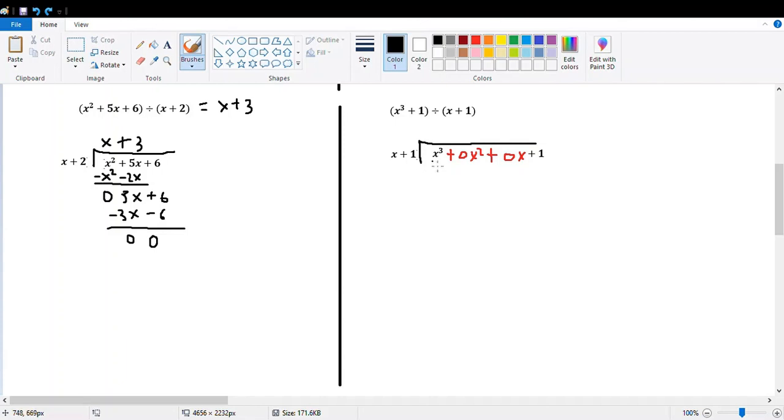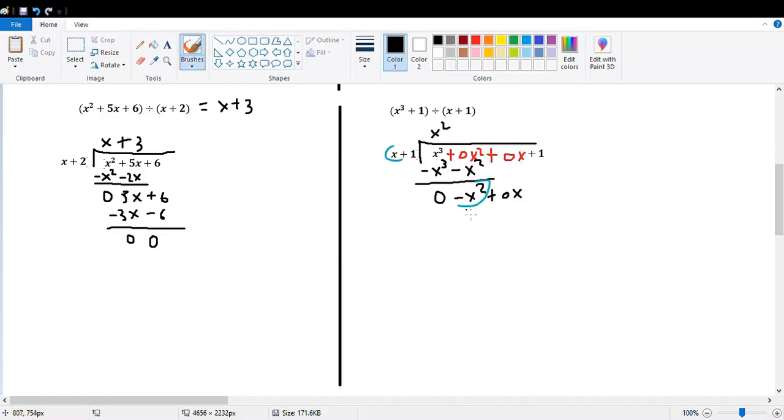Remember the 4 steps. The first term divided by the first term, and it's going to be x squared because we keep the same base and subtract the exponents. Remember the second step, multiply. Then x squared times x is x cubed, but here with the opposite sign. Now x squared times 1 is x squared, but here with the opposite sign. Now cross the line and let's subtract. x cubed minus x cubed is 0, and 0x squared minus x squared, of course, is negative x squared. Remember the step number 4 is bring the next term down. In this case it is plus 0x.